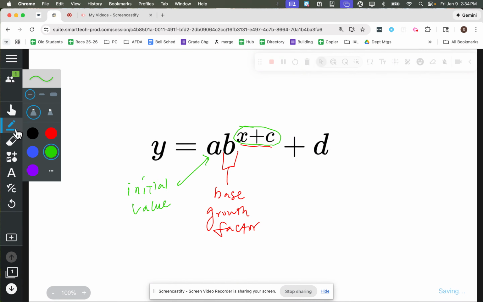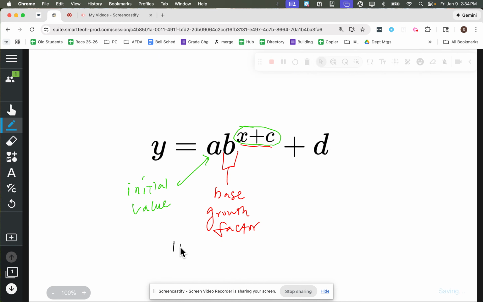So in the financial examples we had, maybe you started off with $100 and it grew 5% every year, right? So this would be A, this is B. But maybe before even started, you started with a $50 bonus, right? This would be the D part right here.